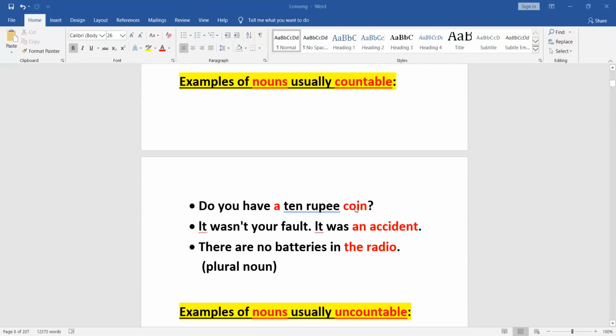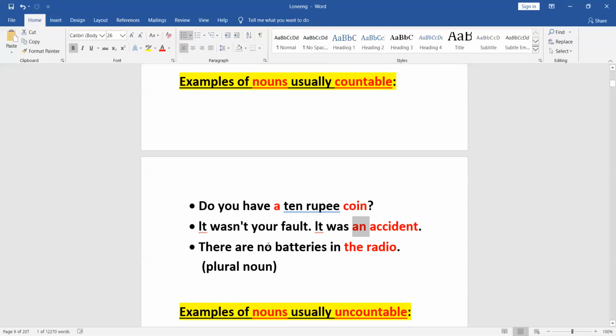Let's take a look at a few examples of nouns usually countable. Okay, so: Do you have a 10 rupee coin? That means the person is going out shopping and needs just one 10 rupee coin. They say, do you have a 10 rupee coin? So this here refers to one. Next: It wasn't your fault, it was an accident. So it's just an accident, and that is why they're saying one, not many, but just one.